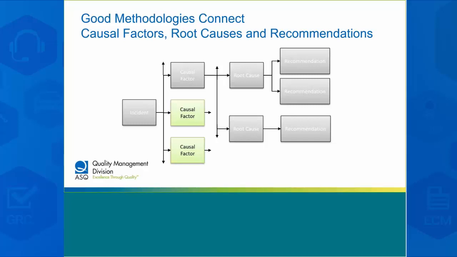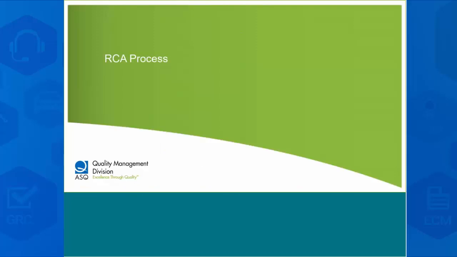If everyone can understand this flow path, the rationale for the recommendations, it's much more likely that your recommendations will be approved and implemented. So you really want to make sure whatever methodology you pick, it does this. So let's talk a little bit about an RCA process, kind of a methodology flowchart. And again, I'm trying to keep things relatively generic here for any methodology that you might choose.